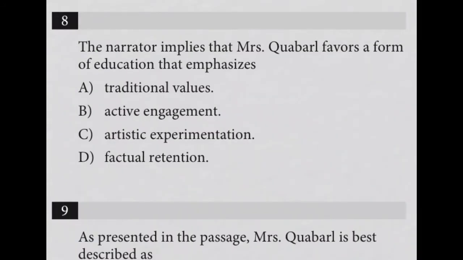Number 8. The narrator implies that Mrs. Quabarl favors a form of education that emphasizes. The correct answer was B, active engagement. In lines 62 through 69, Mrs. Quabarl explains to Lady Carlotta that she wants her children to actively participate in their education, and that Lady Carlotta should not create lessons that require her children to simply memorize historical figures and dates. Mrs. Quabarl emphasizes an education centered on active engagement when she states that her children should not only be taught, but interested in what they learn.